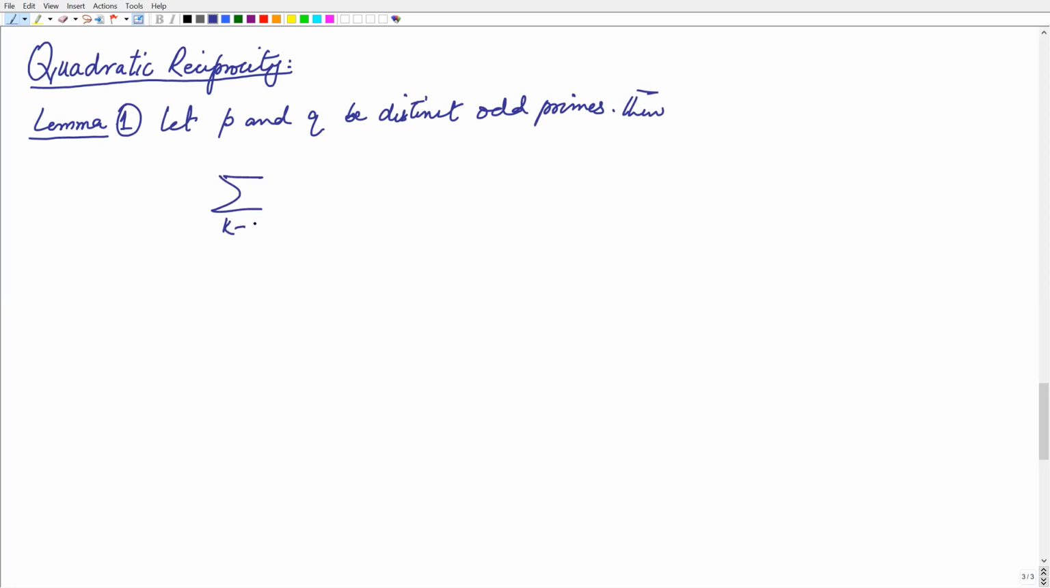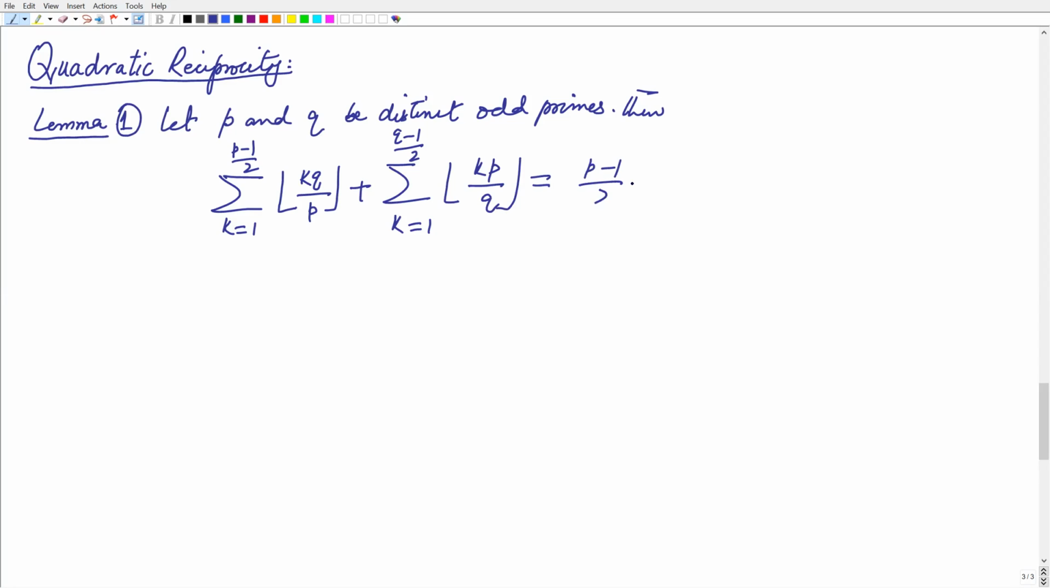the sum from k equals 1 to (p minus 1) by 2 of the floor of kq over p, plus the sum from k equals 1 to (q minus 1) by 2 of the floor of kp over q, is equal to (p minus 1) by 2 times (q minus 1) by 2.